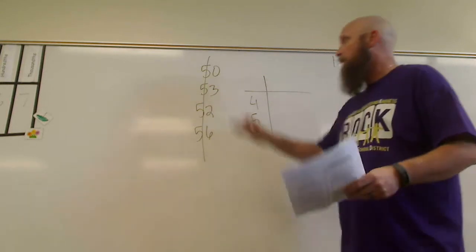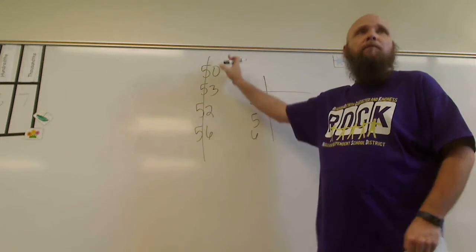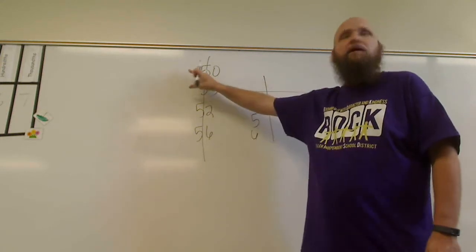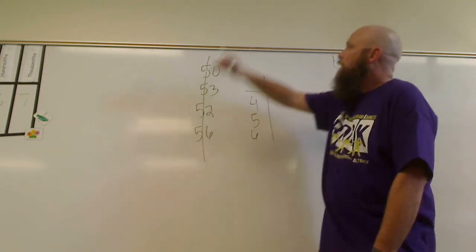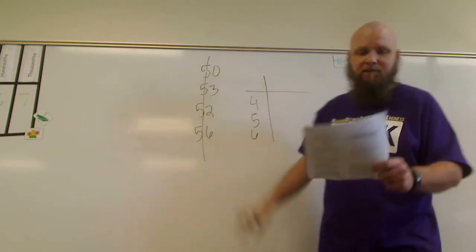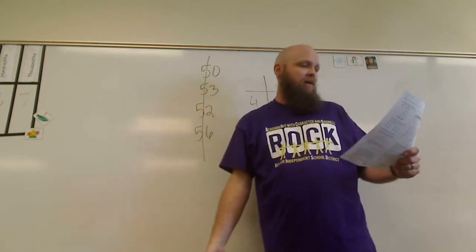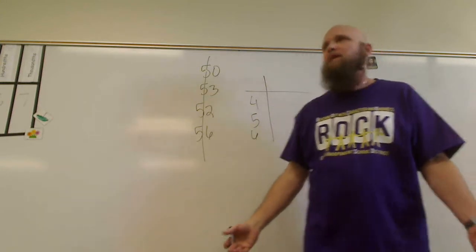Okay, so we're looking at, again, all these numbers that have a 5 in the stem. We want to put the leaves here. There's only one answer choice that has a 0, a 3, a 2, and a 6. And that is answer choice C.